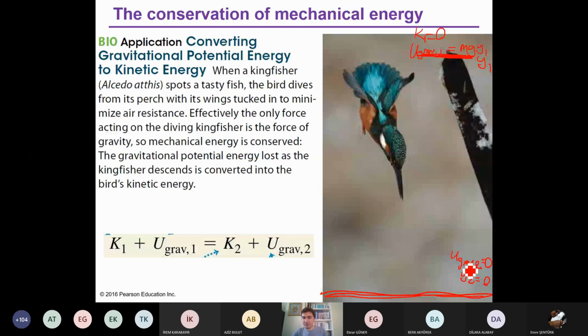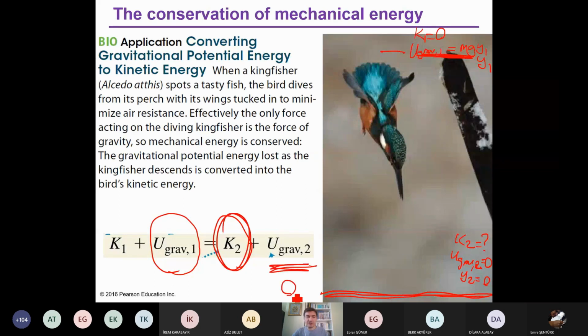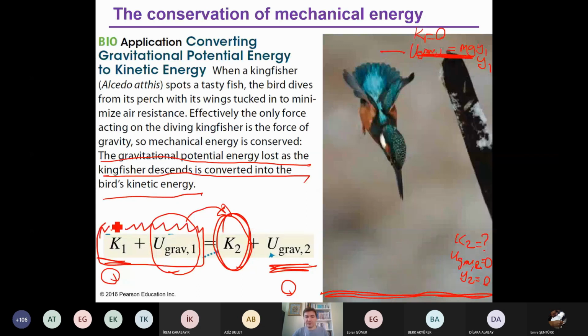What about the kinetic energy? Kinetic energy is maximum, okay? Because the initial gravitational potential energy here is converted to the kinetic energy. So final gravitational potential energy is 0, initial kinetic energy is 0, and at the beginning the bird had gravitational potential energy, and this energy is converted to the kinetic energy in the second condition. So the gravitational potential energy lost as the kingfisher descends is converted into the bird's kinetic energy. Since the total mechanical energy is conserved, this is the total mechanical energy for the first condition of the bird, and this is the total mechanical energy for the final position of the kingfisher.